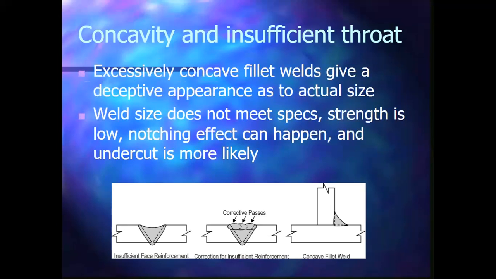Excessively concave fillet welds give a deceptive appearance as to actual size. Weld size does not meet specs. The strength is low. Notching effect can happen, and undercut is more likely.